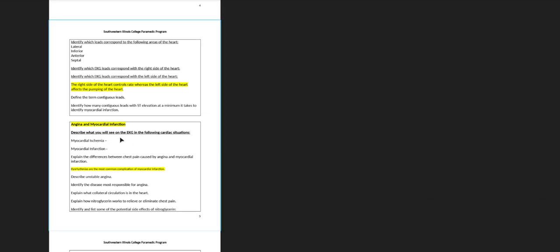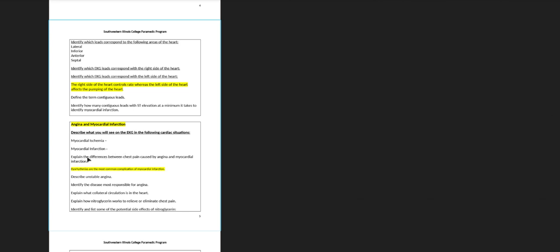So describe what you will see on the EKG in the following cardiac situations: myocardial ischemia and myocardial infarction. So with ischemia, we're going to be seeing maybe some inverted T waves or some peaked T waves, some ST depression, and then myocardial infarction, we're going to see ST segment elevation and potentially Q waves after a while.